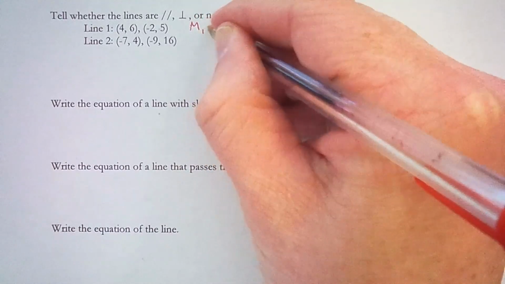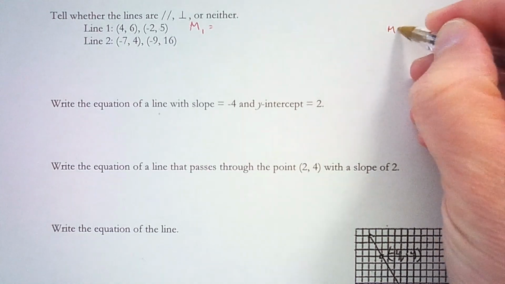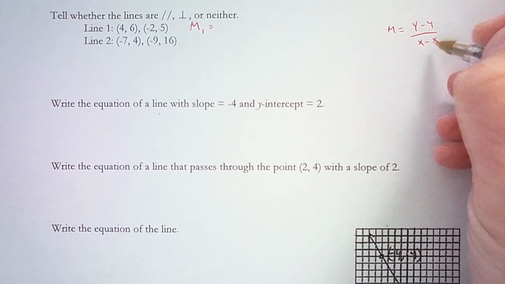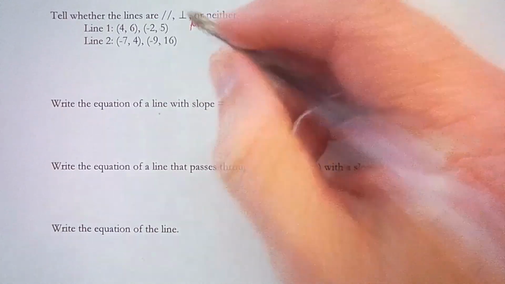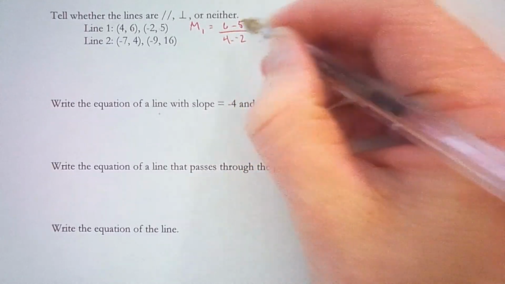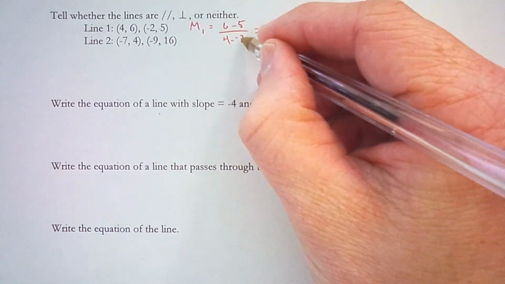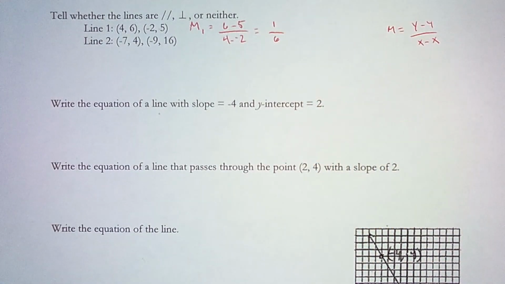So the slope of line 1 is y minus y over x minus x, the change in y over the change in x. Y minus y is 6 minus 5, and x minus x is 4 minus negative 2. And that simplifies. 6 minus 5 is 1. 4 minus negative, that's plus. Minus negative is plus, so 4 plus 2 is 6. So line 1 has a slope of 1/6.